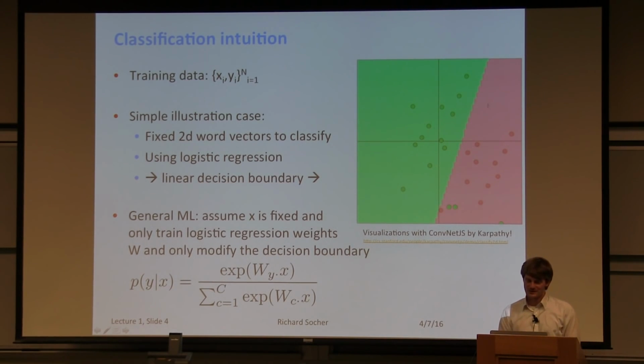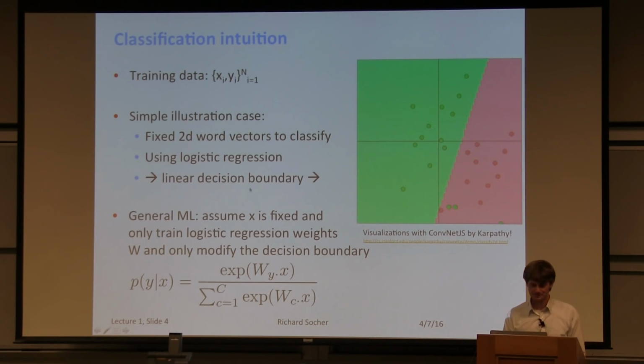We have green points, we have red points, and we have a linear decision boundary. And let's assume for now that x is fixed. So the word vectors may be fixed. They may have come from GloVe or word2vec initialization, but now we just try to classify each word separately and independently. So in this case, we would only train our logistic regression weights W here to modify where exactly that boundary should be.